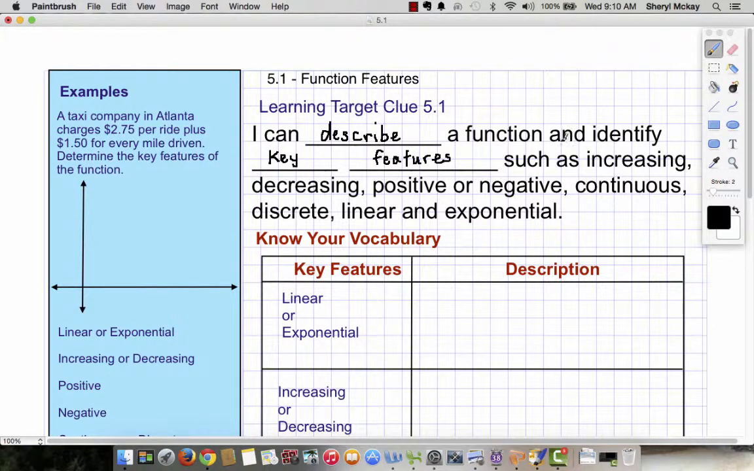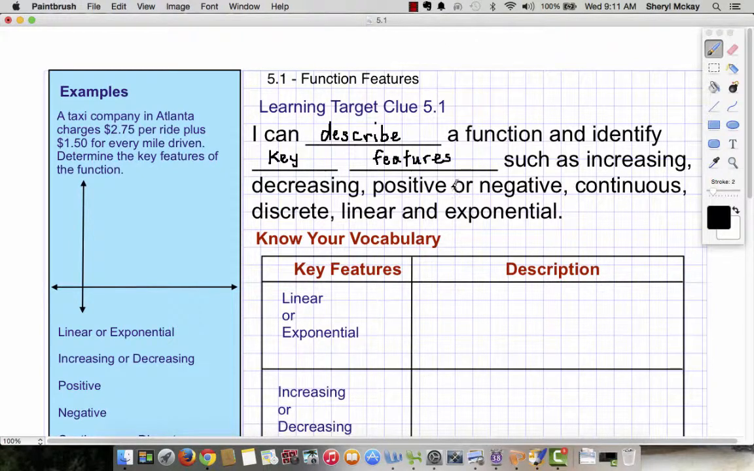I can describe a function and identify key features such as increasing, decreasing, positive or negative, continuous, discrete, linear, and exponential. So let's go through each of these, and I'm actually going to add a few more as well that you need to be able to do. We need to make sure we understand all of this vocabulary. So the first thing is linear or exponential. And we've just spent an entire case working on linear functions and exponential functions.